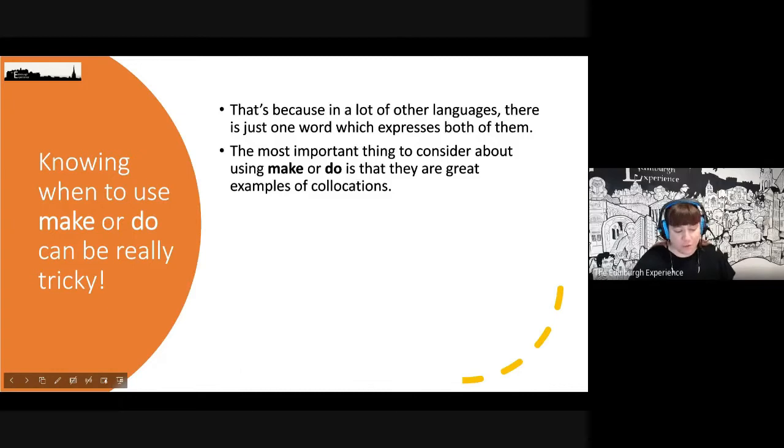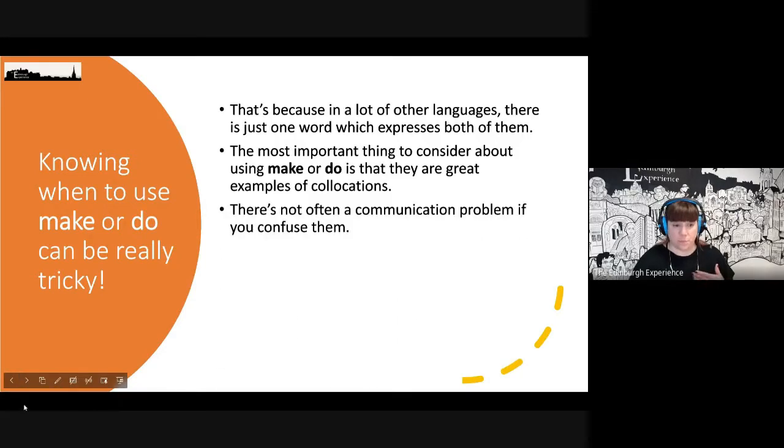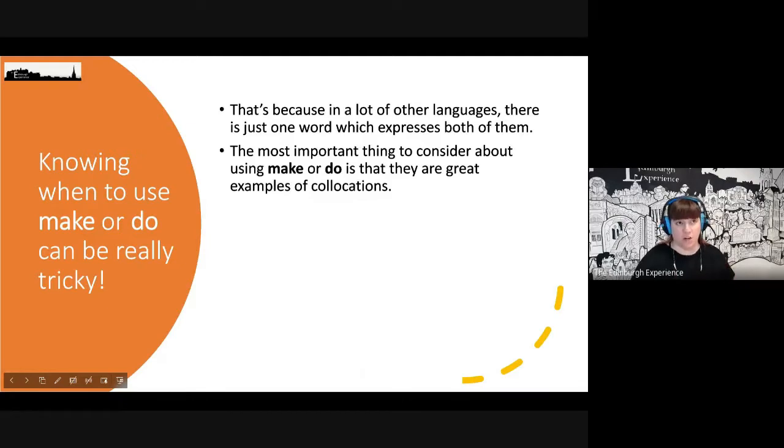So the thing that I really want us to think about today, working with make or do, is that they're actually a great example of collocations. And collocations, if you remember, are words which are frequently used together. I think sometimes the word collocation can be a bit scary or confusing for students, but make or do is just a great example of how common collocations are. They're not a scary thing or a complex thing, they're just a kind of word frequency thing, the way that words interact together.